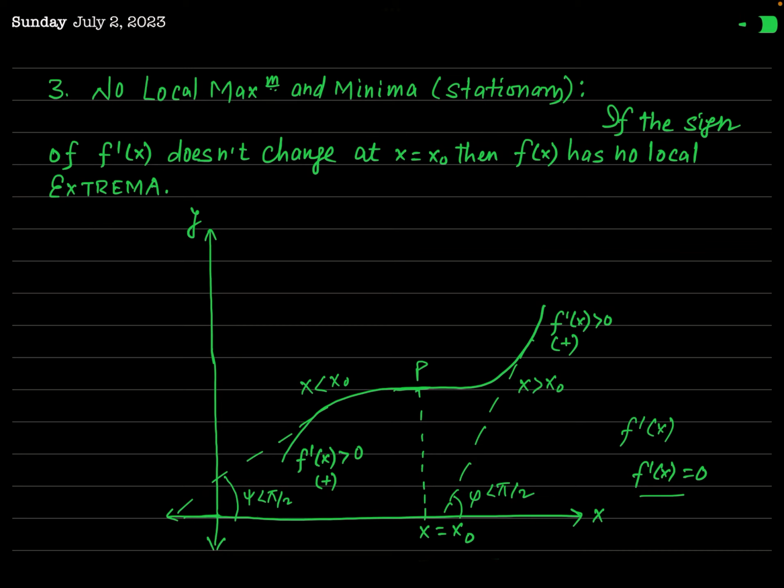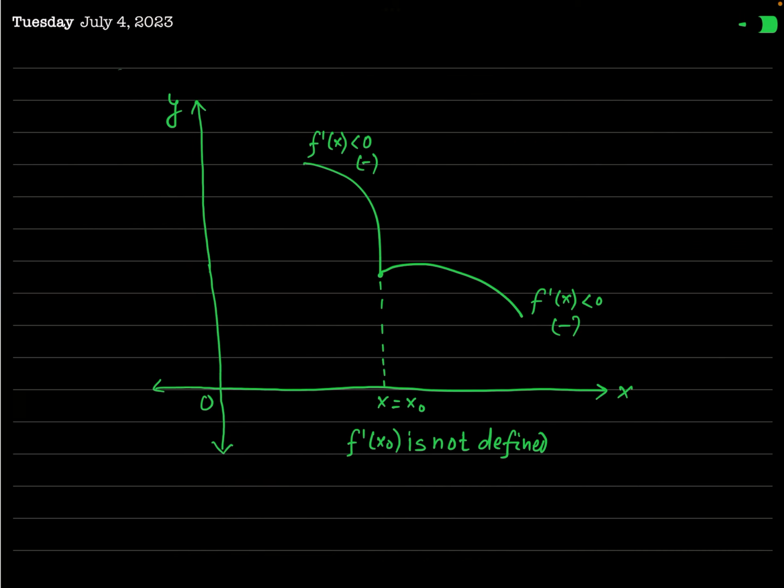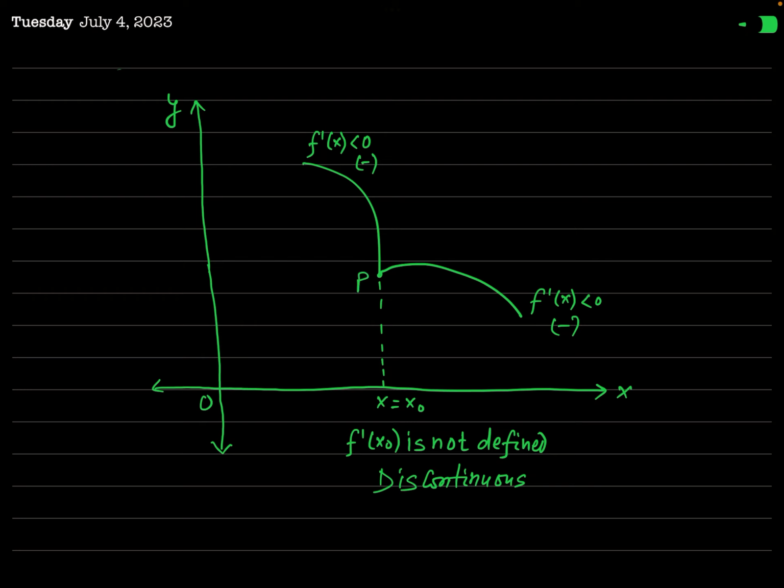Actually, this fact is vividly used when you study the different topics of physics. Okay. Now, I have shown the same fact in the case of this discontinuous function. This is actually the case of a discontinuous function. And here you can again see that the sign of f dash of x does not change when we pass through this point P, corresponding to which x is equal to x naught.